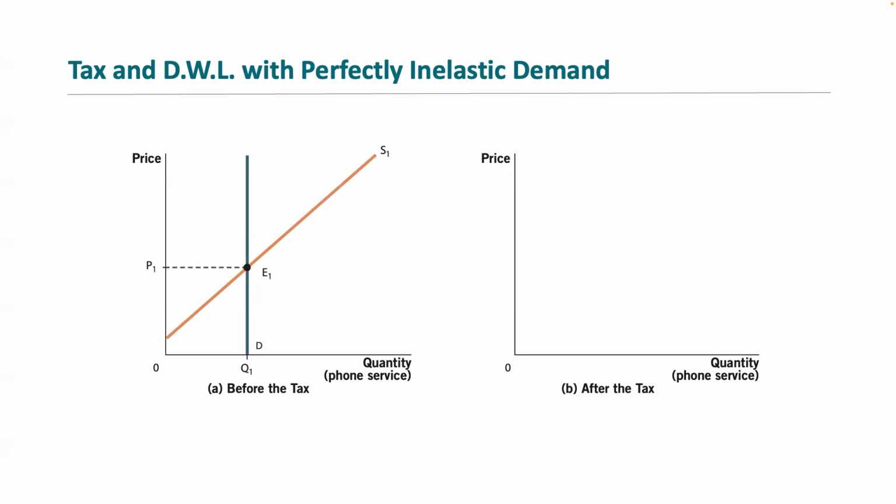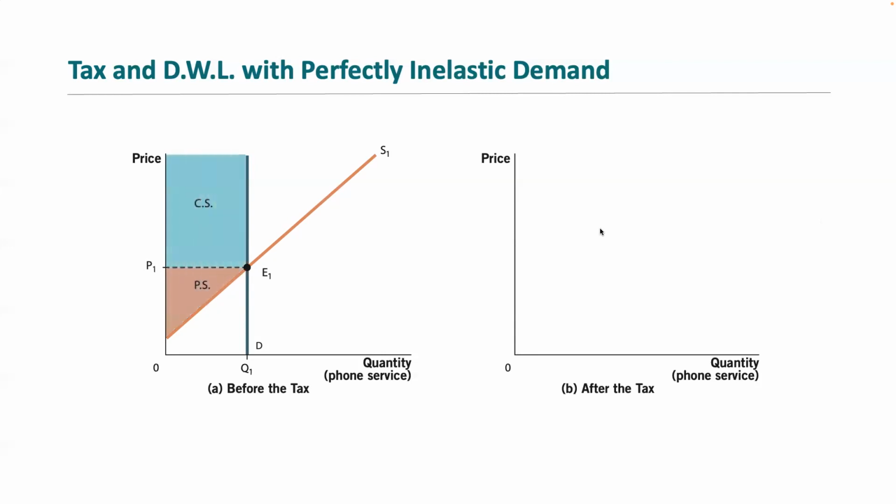Before we get into that, we have E1 that represents our equilibrium, P1 that's going to be that equilibrium price, and Q1 that's going to be that equilibrium quantity. The reason that our demand curve is vertical in this case is that typically each person will only demand one phone or phone service per person. So in this case, it's essentially perfectly inelastic.